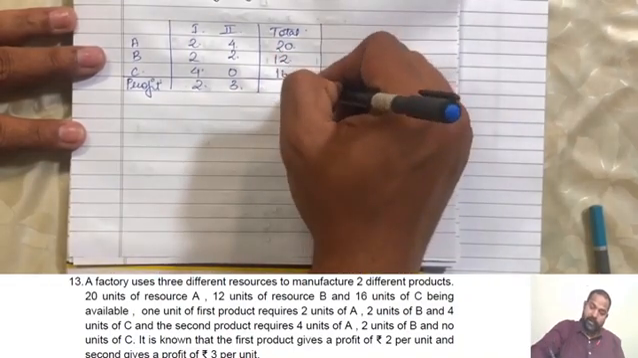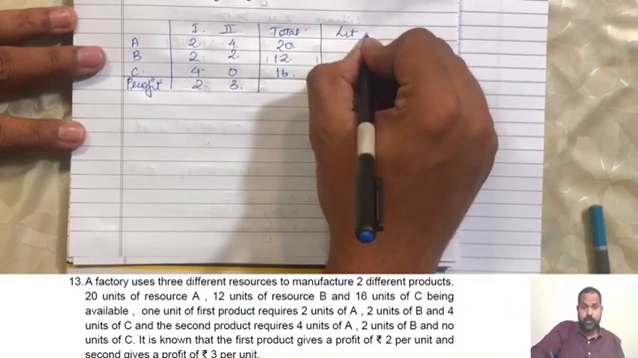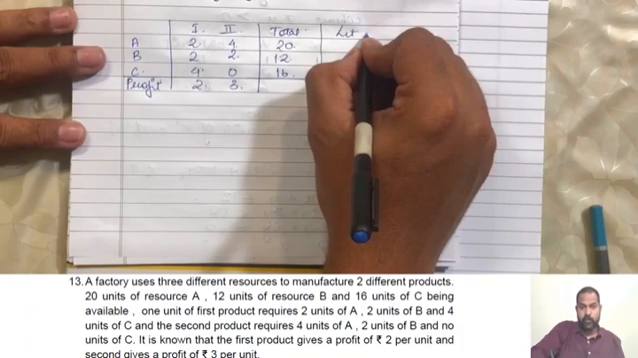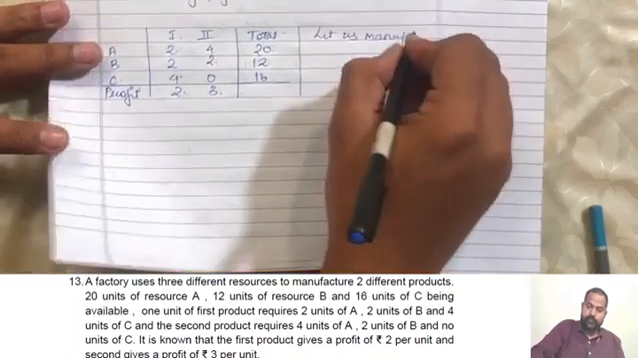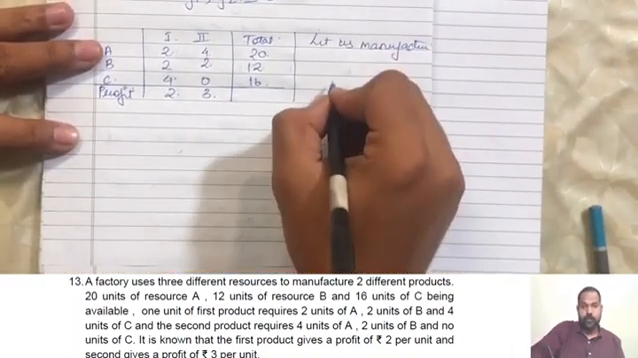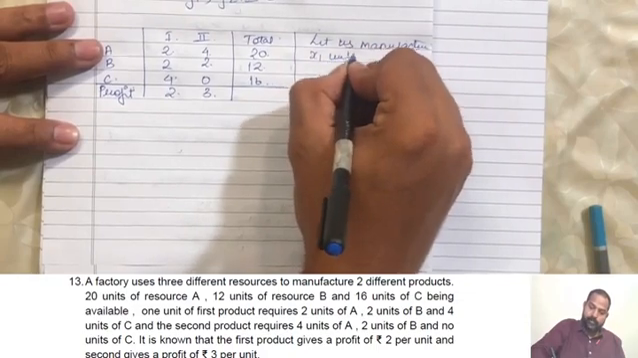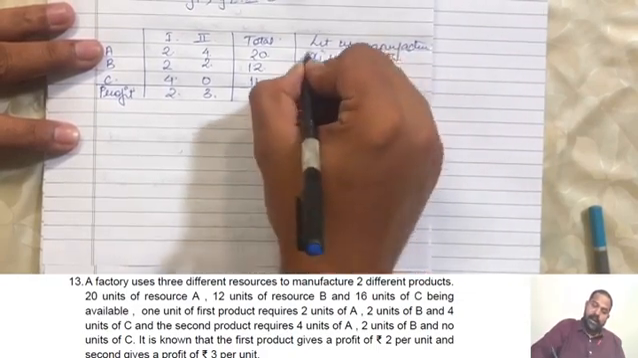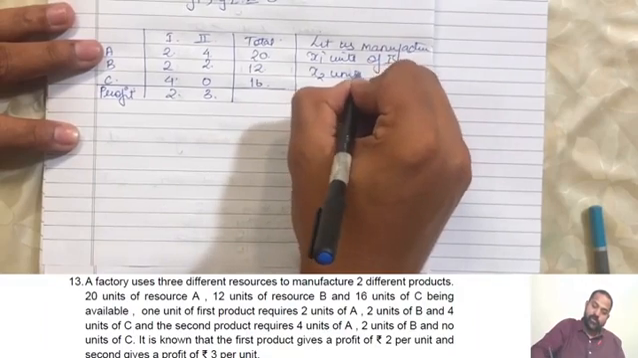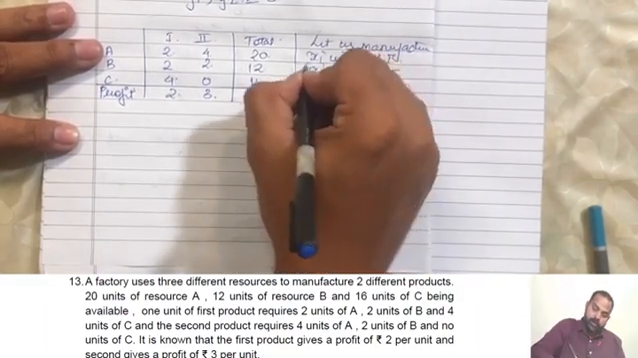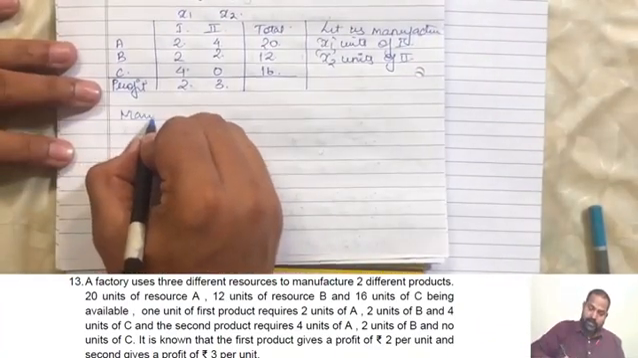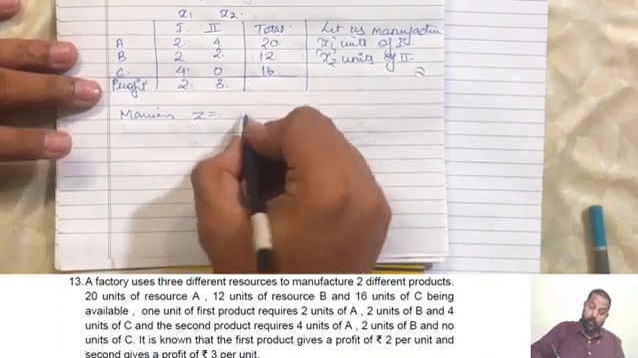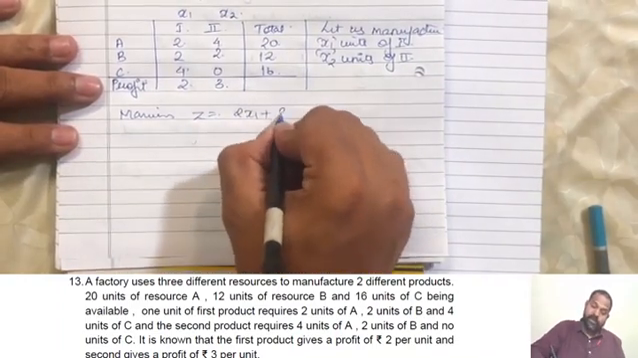So I'm writing that here. Let us manufacture x1 units of product 1 and x2 units of product 2. So this is x1 and this is x2. So step 1 will be maximize Z. What is Z, the profit? Which is 2 times x1 plus 3 times x2.